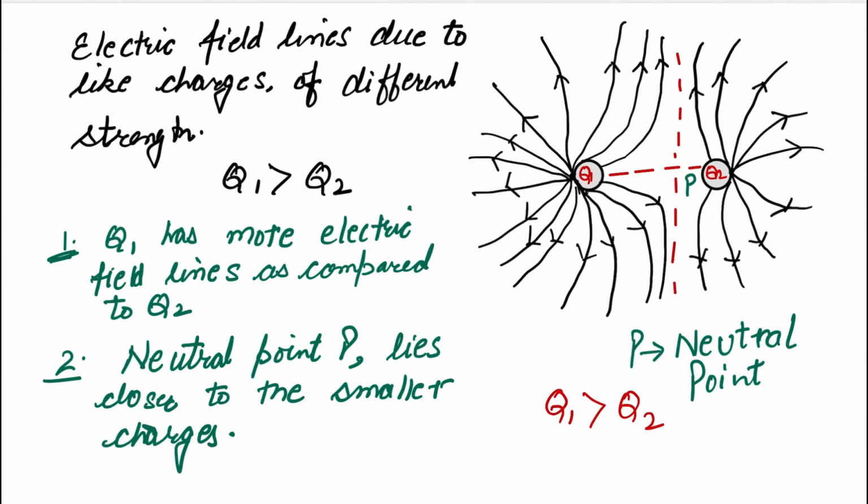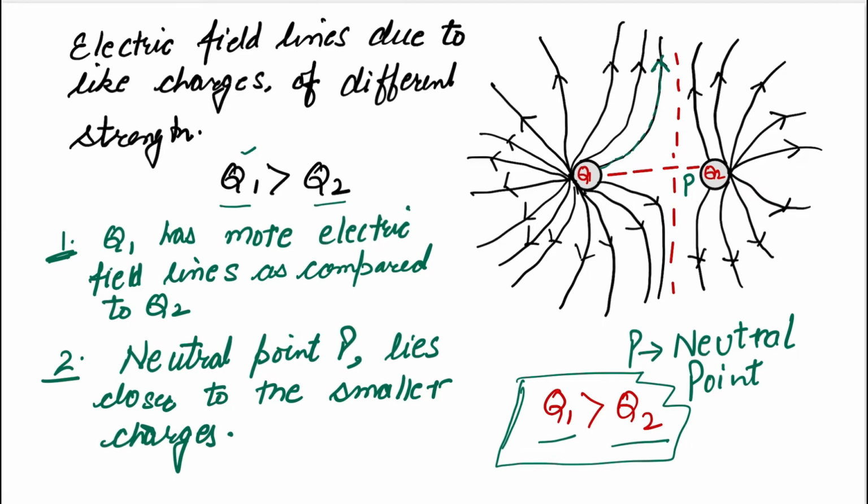Now the next situation: when you have two charges such that one charge is q1, another charge is q2, but the charges are not equal. The first charge q1 is higher in magnitude as compared to the charge q2. It means that q1 is a stronger charge. It will have electric field lines moving from it, and they can move up to a greater extent as compared to the charge q2, which is weaker, right?